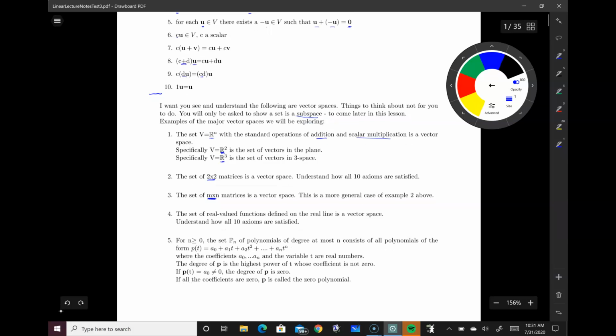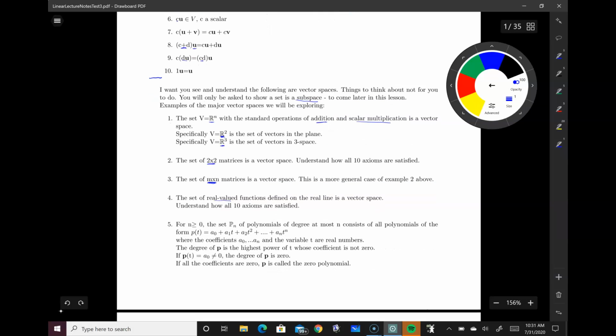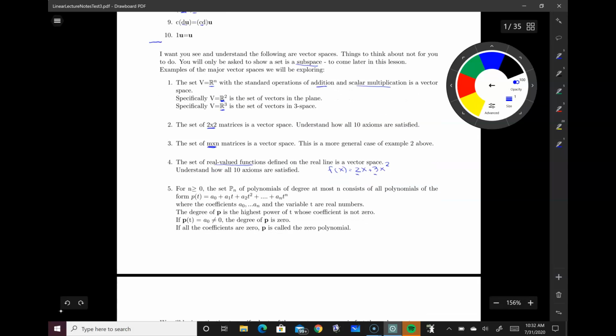All right, so the set of real valued functions, functions that are like 2x plus 3x squared, where there are real numbers in front, these are a vector space. I'm not going to go into an example of that. I'm going to go into the examples with polynomials, because this is all real valued functions.